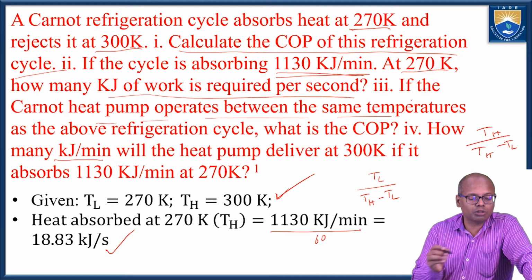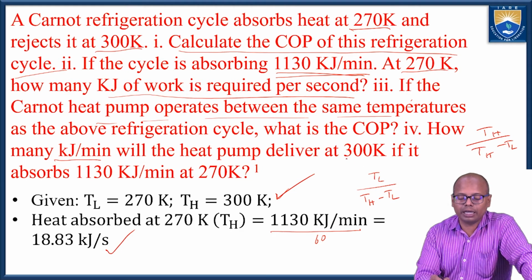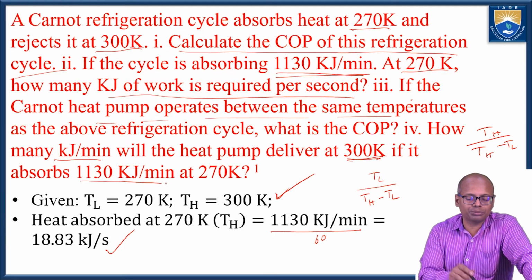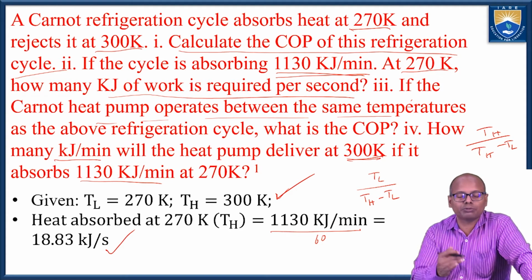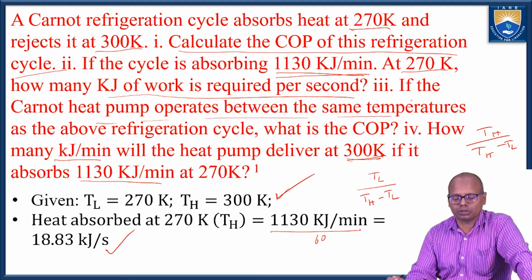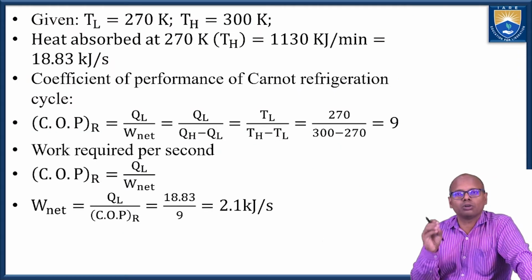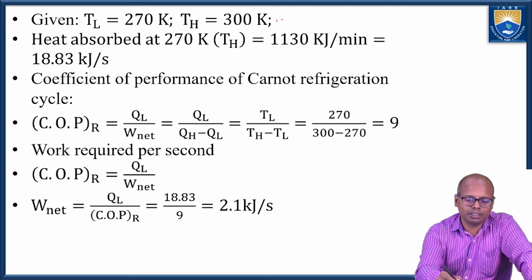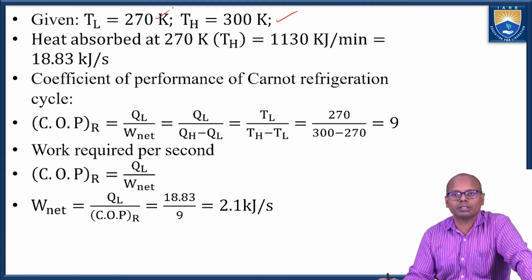How much kilojoule per minute will the heat pump deliver at a higher temperature if it absorbs this much heat from the lower temperature? These are the four questions we have to solve. So what is given? The higher temperature is given and the lower temperature is given. Higher temperature is 300 Kelvin and lower temperature is 270 Kelvin.